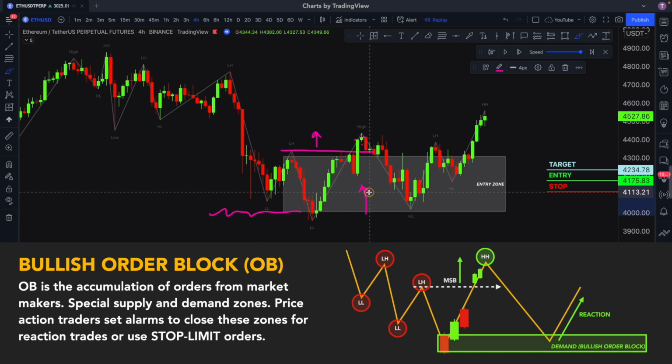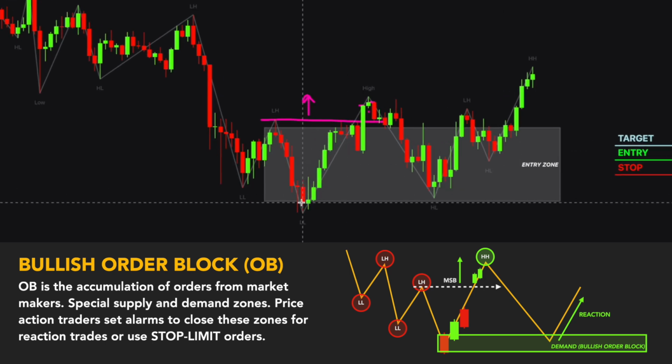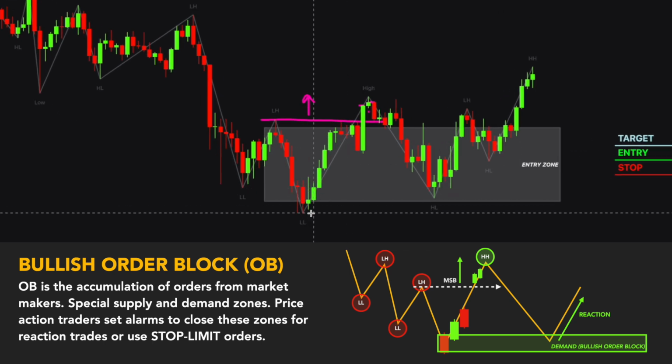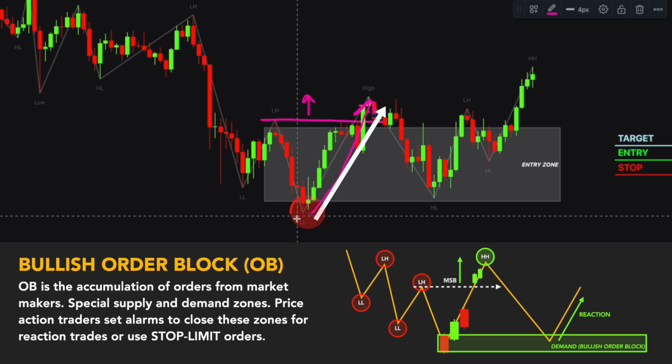I got this question a lot. How do I draw my supply and demand zones? Yes, order blocks are one of the strongest supply and demand areas. Let's find the order block here. When security makes a strong market structure break, we should look for the lower low started that significant movement.